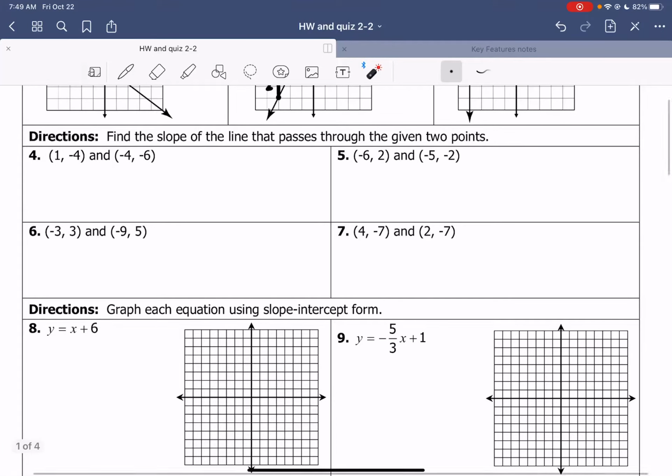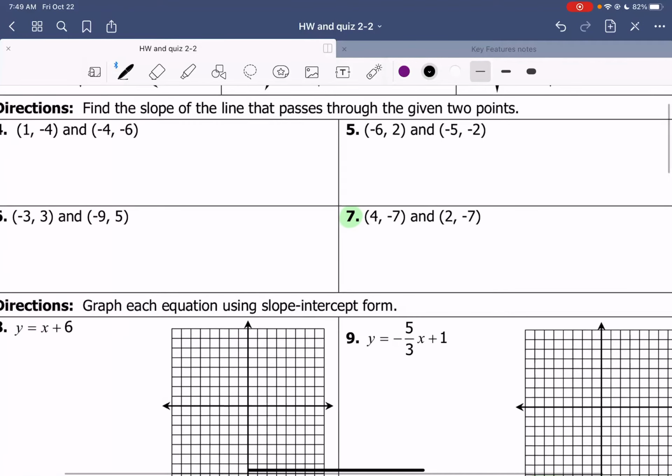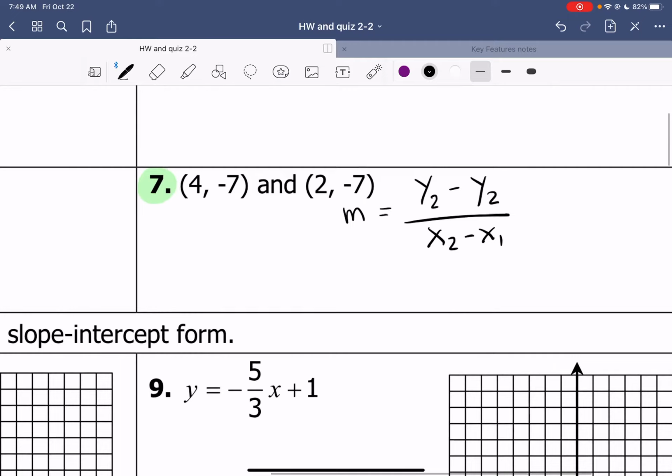Okay, the next one I'm going to do is problem number 7. And on this one, they're asking for you to find the slope of the line that passes through the 2 given points. So when I'm given 2 points, I can put them on a graph, but easier than having to sketch a graph is using our slope of a line formula, which is y2 minus y1 over x2 minus x1. So that's m equals. Also can be found on your formula chart.